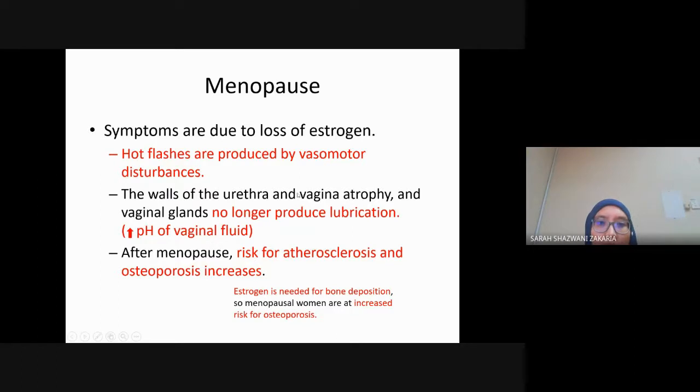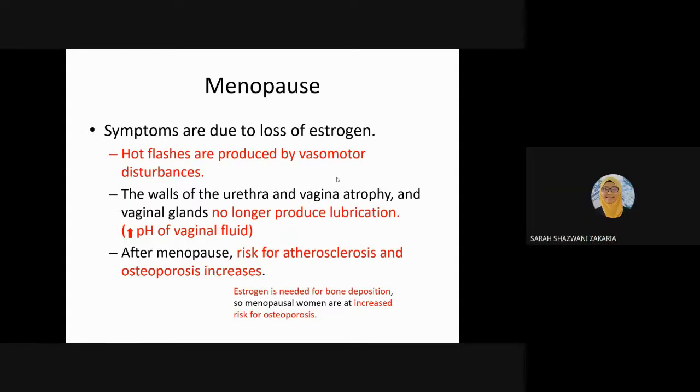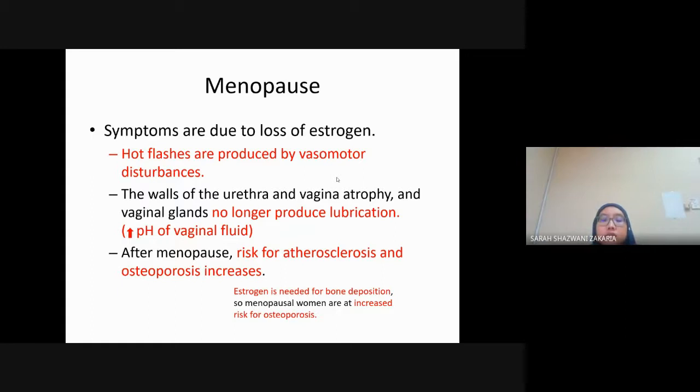The walls of the urethra and vagina atrophy. The integrity of the wall of the vagina and urethra is declining. The vaginal gland also no longer provides lubrication, so it is dry. There is an increased pH of vaginal fluid, and then this is another point here.